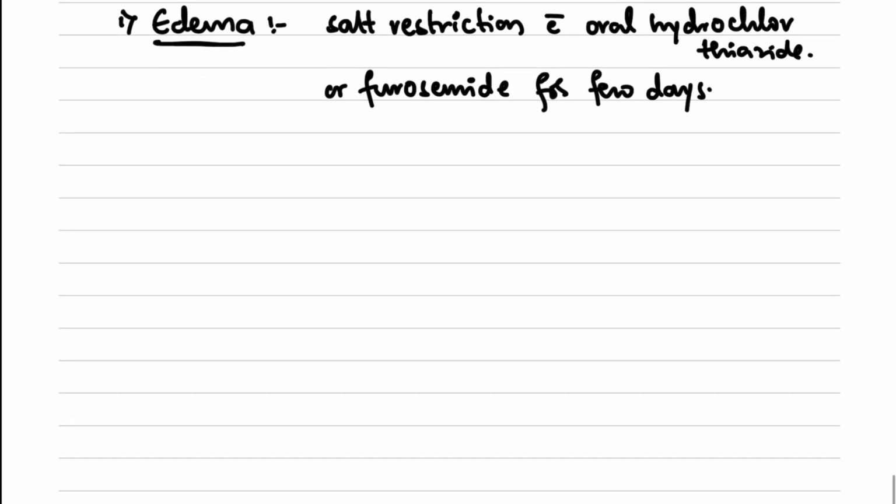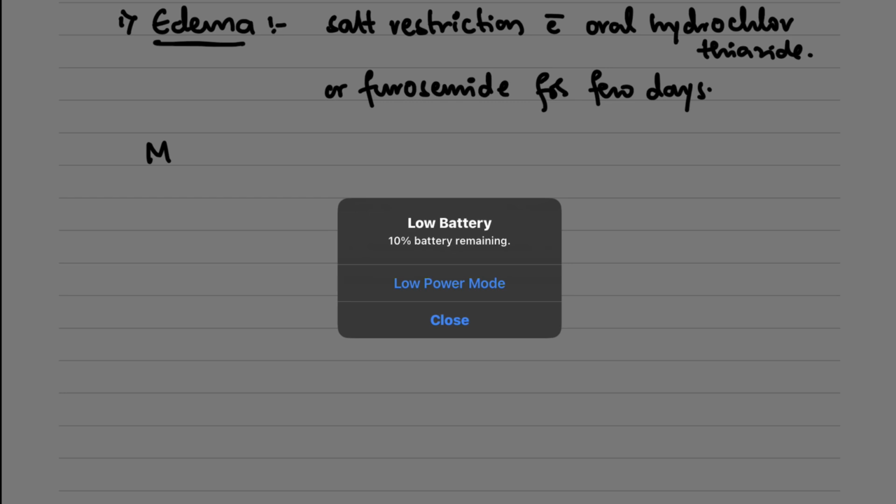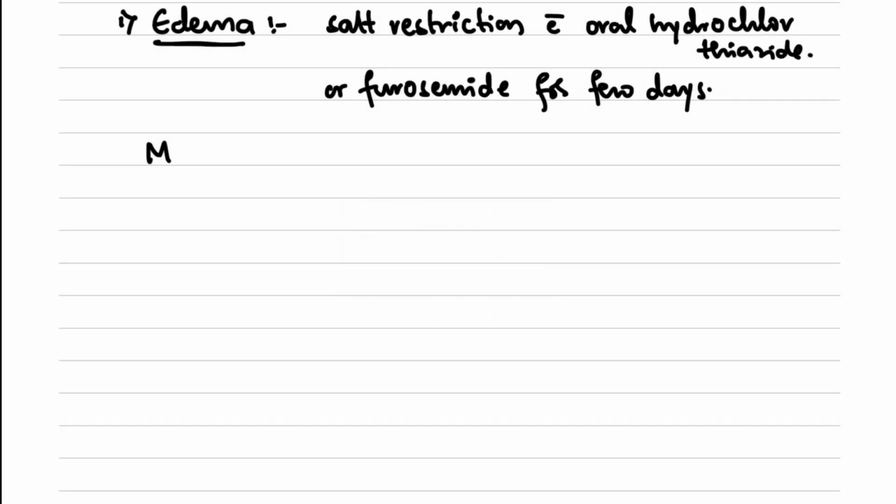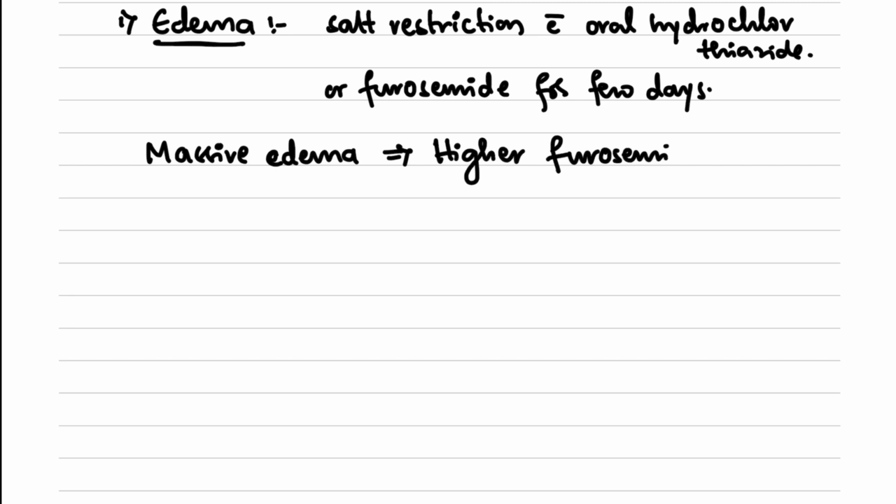Remember, if the patient has massive edema, we will go for a higher amount of furosemide. Along with that, we can give spironolactone as well.